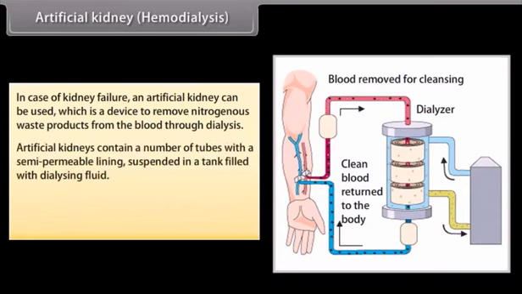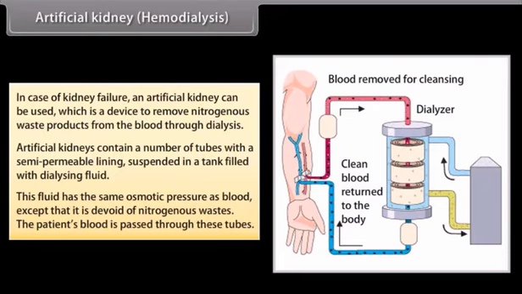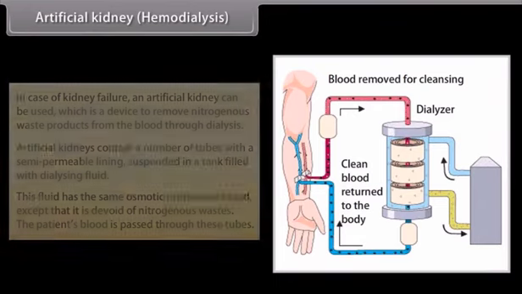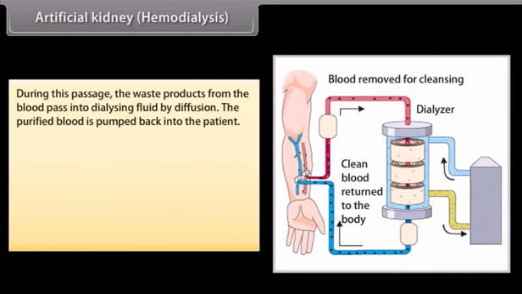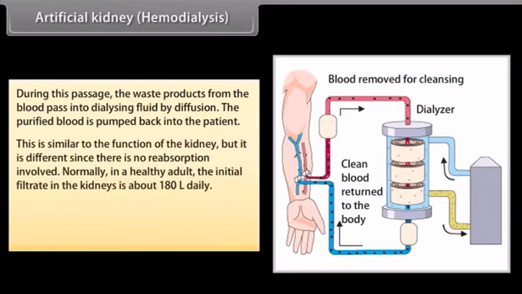Artificial kidneys contain a number of tubes with a semi-permeable lining suspended in a tank filled with dialysing fluid. This fluid has the same osmotic pressure as blood, except that it is devoid of nitrogenous wastes. The patient's blood is passed through these tubes. During this passage, the waste products from the blood pass into dialysing fluid by diffusion. The purified blood is pumped back into the patient. This is similar to the function of the kidney, but it is different since there is no reabsorption involved.